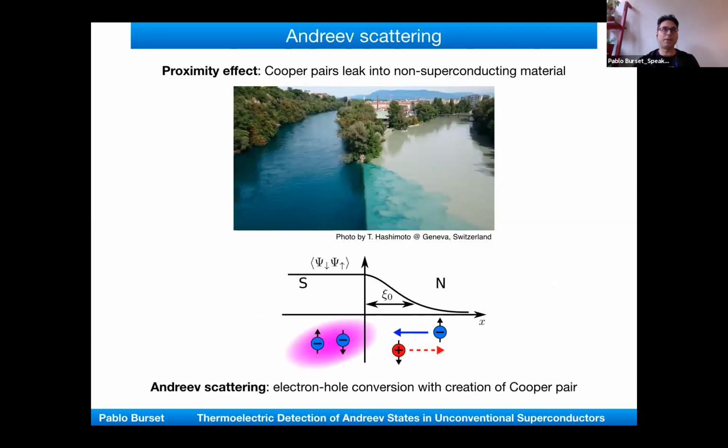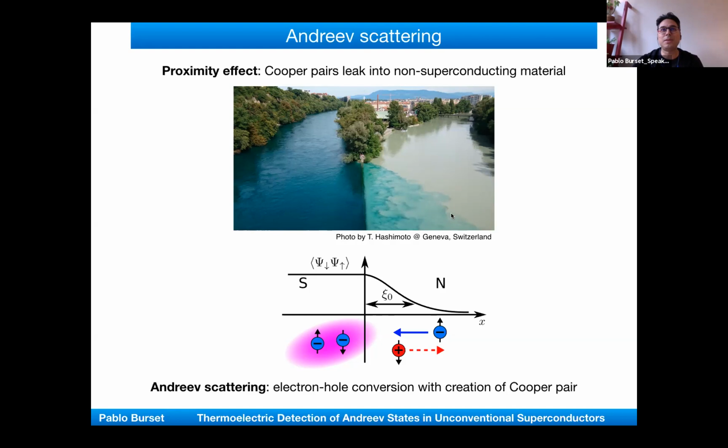So first, a little bit about Andreev scattering. Cooper pairs in a superconductor can leak to a non-superconducting material when they're put in electric contact, in a process called the proximity effect, that I represent in this beautiful picture of a merging of rivers at Geneva. The superconductor here, at least the way I see it, will be the Rhone River on the left, and the leakage of the Cooper pairs is represented by this light blue colored water that permeates the other non-superconducting material.